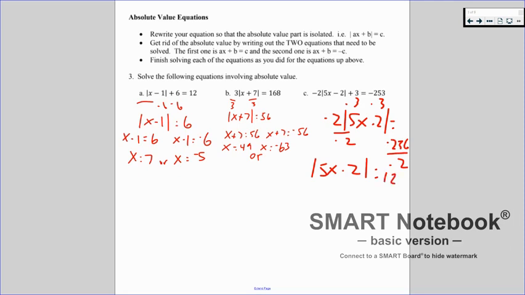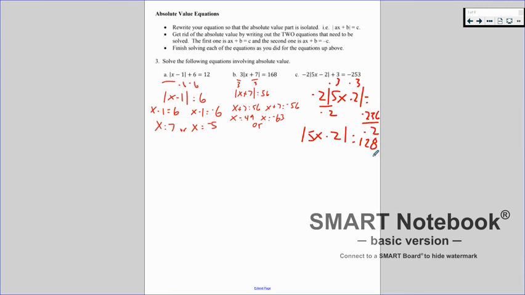And I'm thankful here because now I end up with a positive. If this would have been a negative number over here, I know absolute value can never equal a negative. So at that moment, I would actually stop my solving and say there is no solution because I would not be able to get a negative value over here. But it did. It changed to positive 128. So now I know this will actually work out.